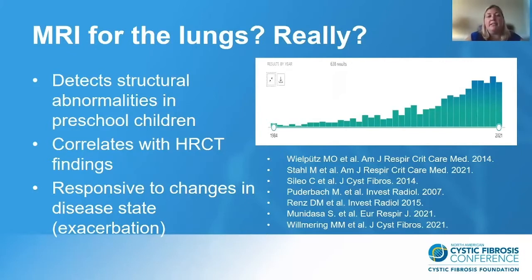However, you can see by this histogram taken from PubMed that the research that has gone into improving MRI over the last several years has really ballooned. And I've listed just a few of the relevant publications. By adjusting the sequences and other parameters used to acquire MR images, we've been able to show that MR can detect structural abnormalities in preschool children, that it correlates with high-resolution CT findings, and that it's responsive to changes in disease state, such as showing changes with treatment of an exacerbation.